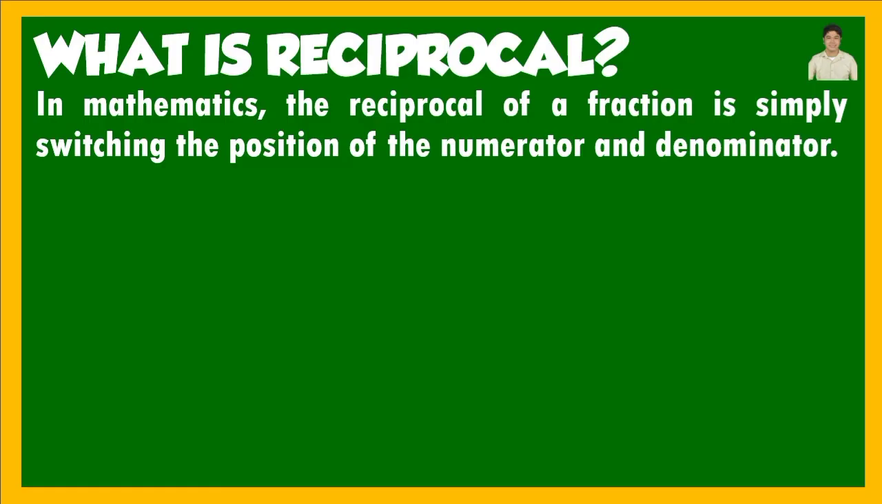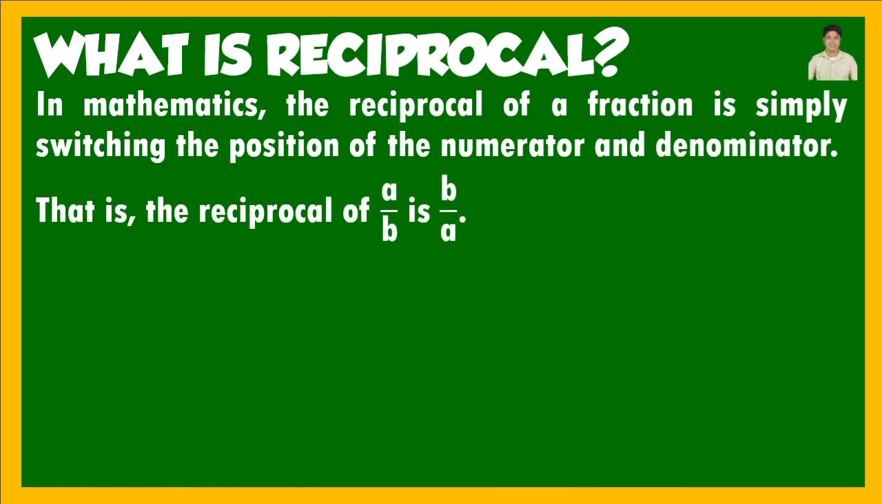So, paano ba yun? That is, the reciprocal of a over b is b over a. So, kung meron po tayong fraction na a over b, kapag kinuha natin yung reciprocal, pagbabaliktarin lang po natin yung pwesto ng numerator and denominator. So, that is b over a. Kasi hindi naman pwedeng ang reciprocal ng a over b is a over b pa rin. Kasi hindi po yun reciprocal. Tandaan po natin, switching the position of the numerator and the denominator. So, kailangan po nating pagpalitin.